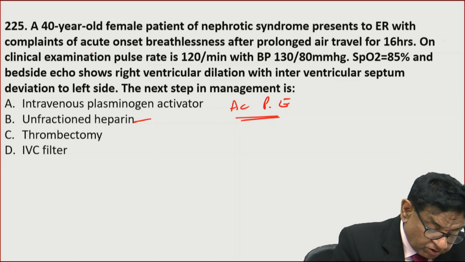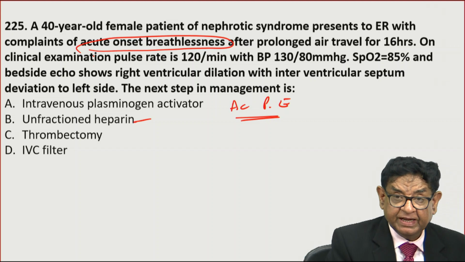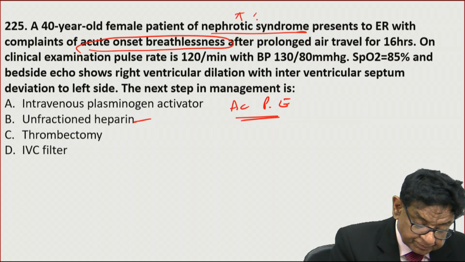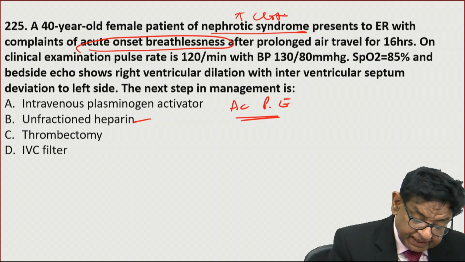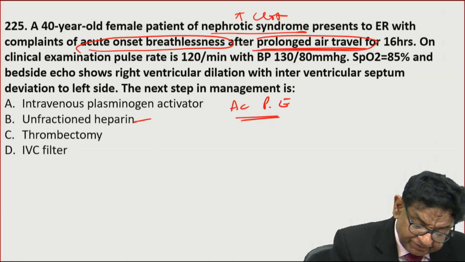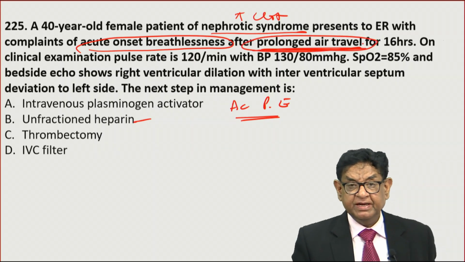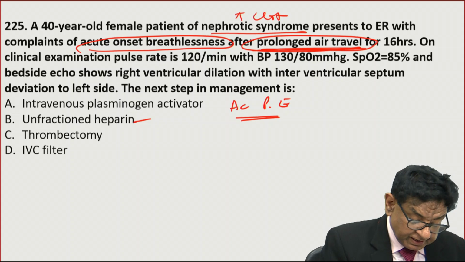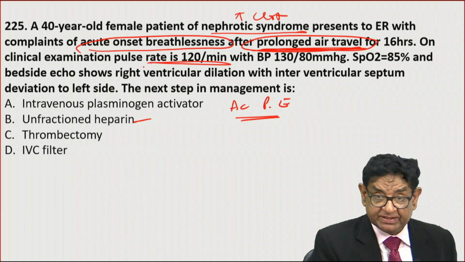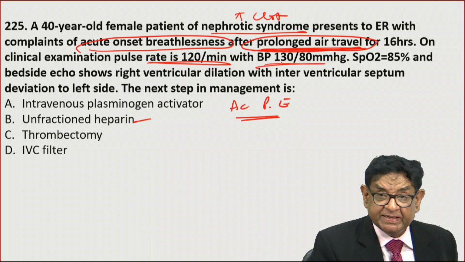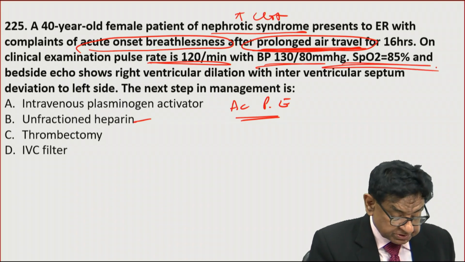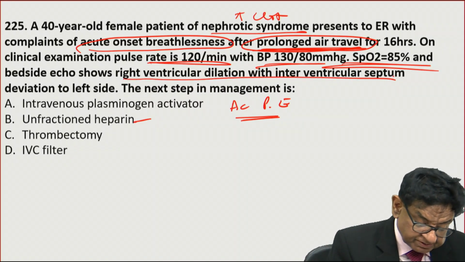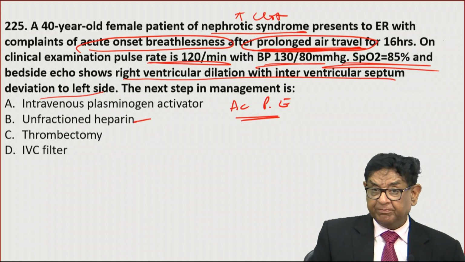First of all, sudden onset of breathlessness is the key. And in a nephrotic syndrome patient, these patients are prone to increased clot formation. And he had air travel. Whenever you get a question like prolonged air travel, and the patient has sudden dyspnea, this is pakka pulmonary embolism. And tachycardia is a classical feature. But fortunately, BP is maintained, oxygen saturation is reduced, and echo findings also confirm that there is right ventricular dilatation with interventricular septum shifted to left. All these findings are indicators of pulmonary embolism.